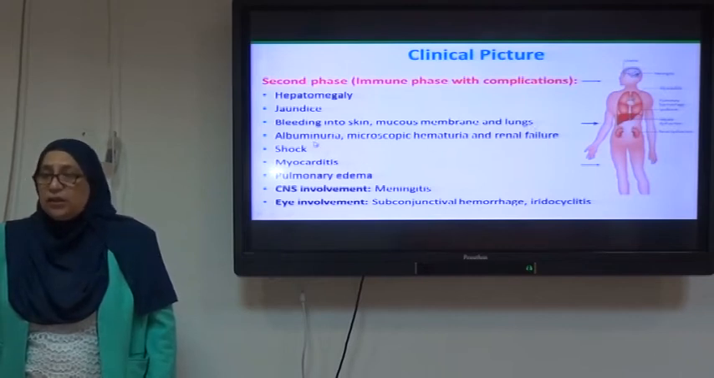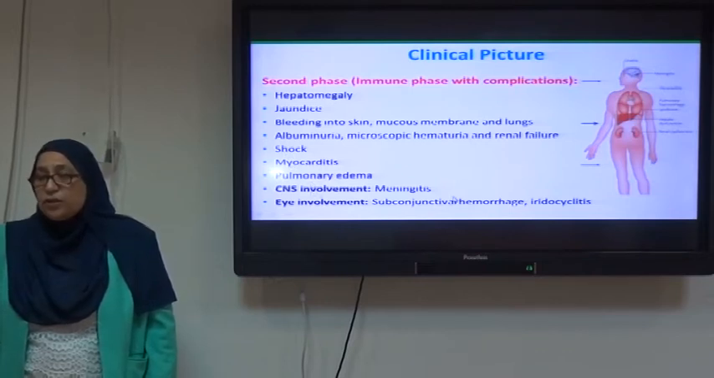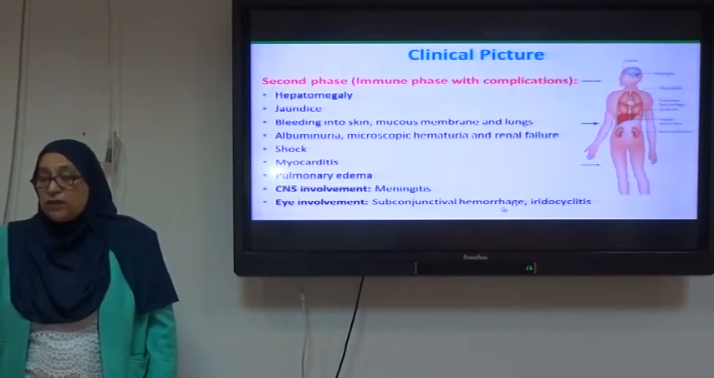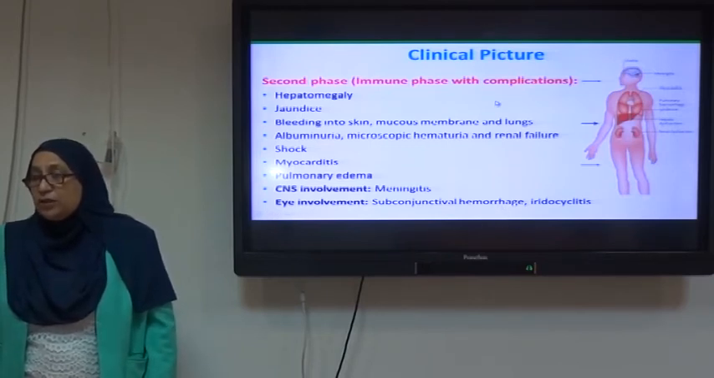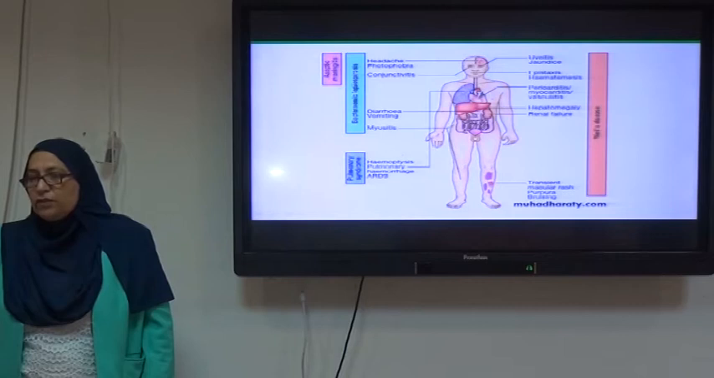Affection of the kidney, leading to albuminuria, microscopic hematuria, renal failure. Affection of the heart: shock, myocarditis, pulmonary edema. CNS involvement causing meningitis. It can cause eye involvement leading to subconjunctival hemorrhage and iridocyclitis. This figure represents the different stages of the disease and the affection of different organs.